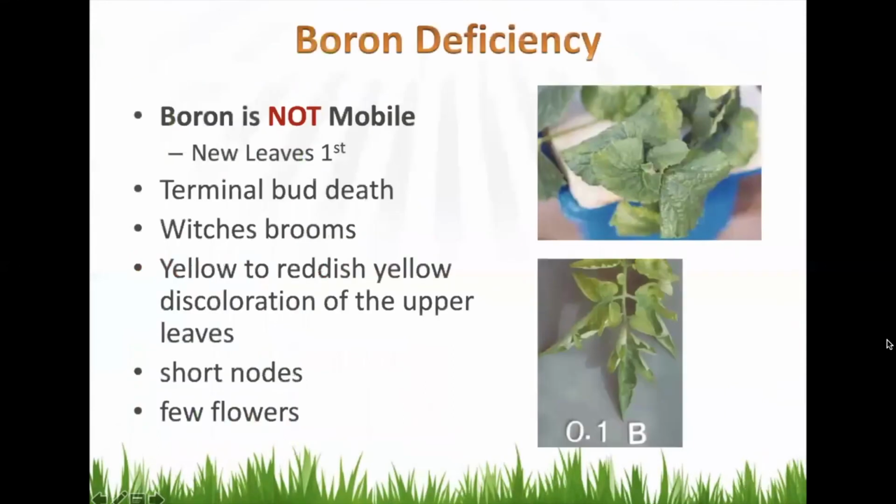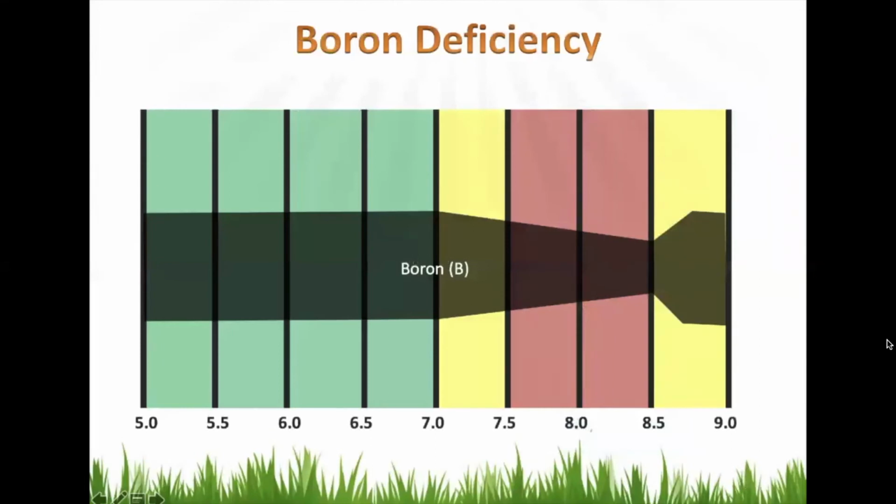Boron is not mobile, so this is going to affect new leaves first. The terminal buds can become necrotic, and they can die. There can be witch's broom that may occur, and the leaves may turn yellow to reddish, or yellow discoloration of the upper portion of the leaf. There can be short nodes, and then few flowers as well, and this all occurs on the new leaves first. And then boron deficiencies can occur above a pH of 7.0, but specifically between 7.5 and 8.5.